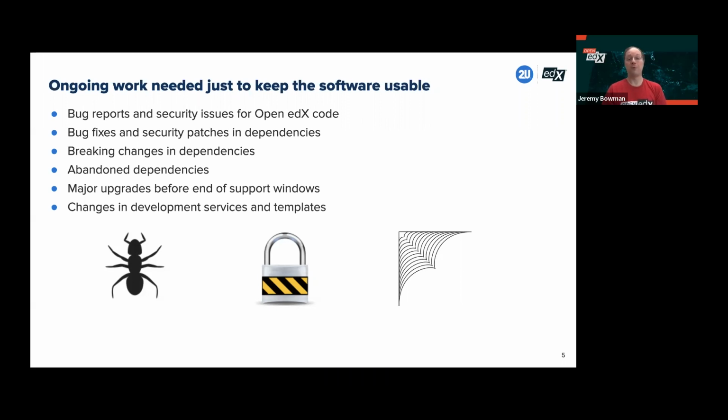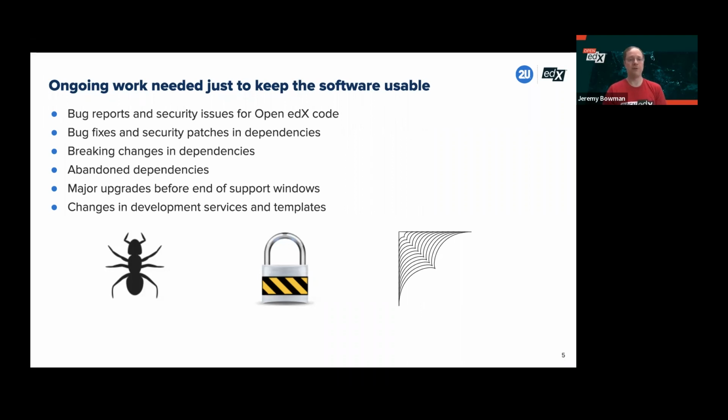Major upgrades before the end of support windows. Many of the bigger components that open edX is built on top of, such as Ubuntu and Django and Python, have support windows for each release during which they promise to release any security patches that come along. And we want to make sure that we're onto the new version before that window expires, so that if any issues come up, we're ready to install the latest patches.